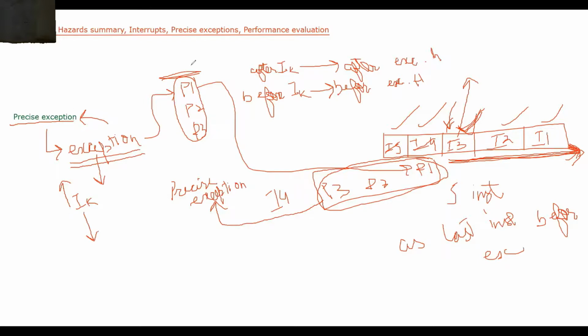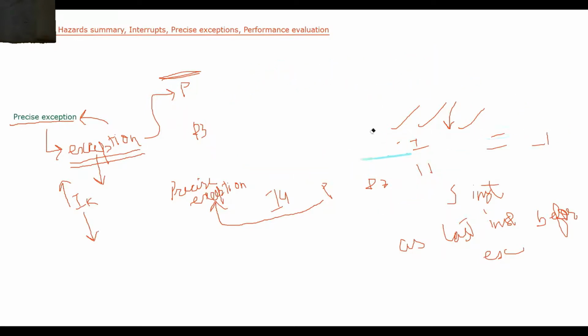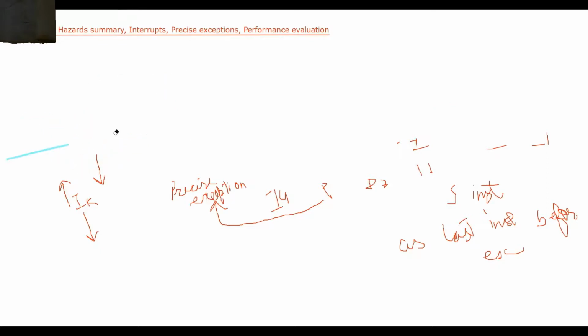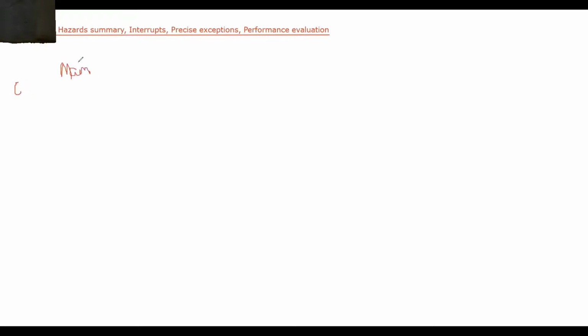Another thing that we have to remember: whenever an exception occurs in our program, let's say this was my main program. It was running. Now let's say an exception occurred. So the exception is running some other program, let's say program P.